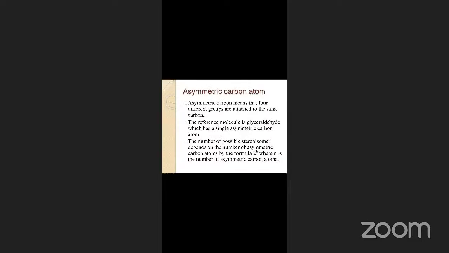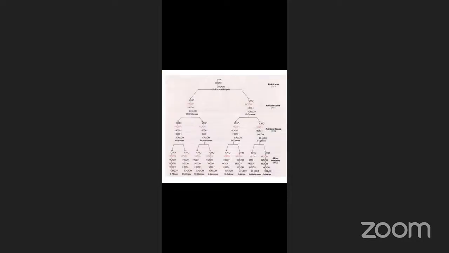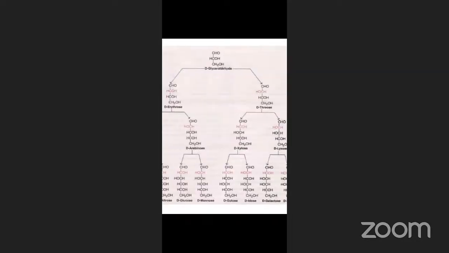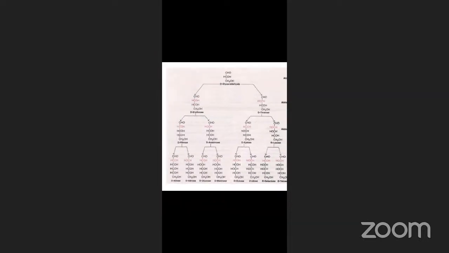There is a term called asymmetric carbon atom. An asymmetric carbon atom is nothing but a carbon which has 4 different functional groups attached to it. In glyceraldehyde, the center carbon is the asymmetric carbon because on one side it is CHO, on the other side it is H, at the bottom it is CH2OH, and on the right hand side it is OH. The same carbon is attached to 4 different functional groups. They are called asymmetric carbon atoms.